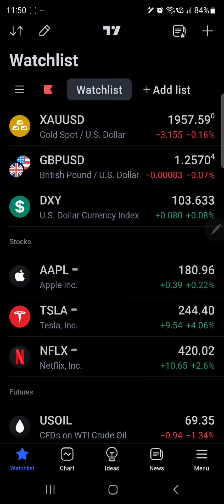All you need right now is these three things. First is gold versus USD, and then you need Great British Pound versus USD, and then you need the US Dollar Currency Index. I will explain what these three things are needed for.